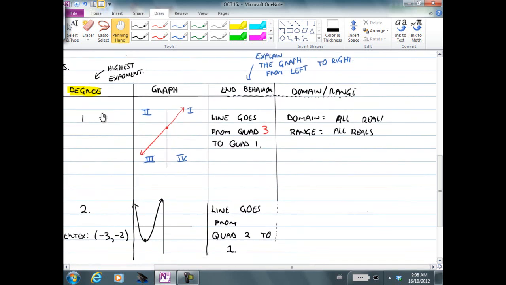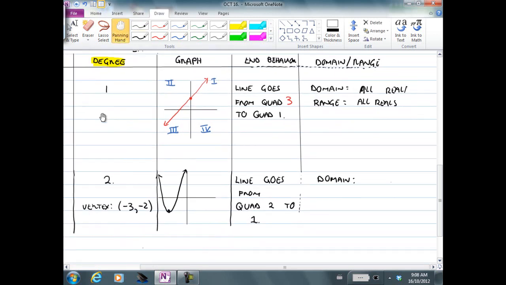Next thing. My domain and my range. Here's a bit tricky for you. Domain. I'm going to start with domain for you. Domain is your x value. Look at the graph. Domain is best found by analyzing the graph. You ask yourself, can it be any x value you like? Yes or no?